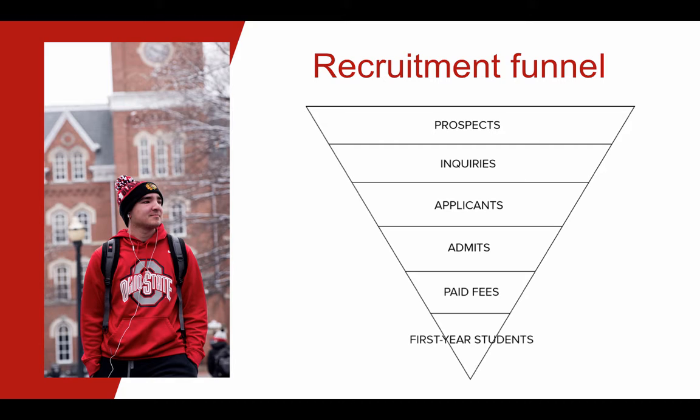Admits are students who have been admitted to the Ohio State Columbus campus. The best way to serve admitted students is to share information about why they should choose Ohio State and encourage them to pay the acceptance fee by the May 1st deadline. Students who decide to attend Ohio State secure a spot in the first-year class when they pay their acceptance fee.